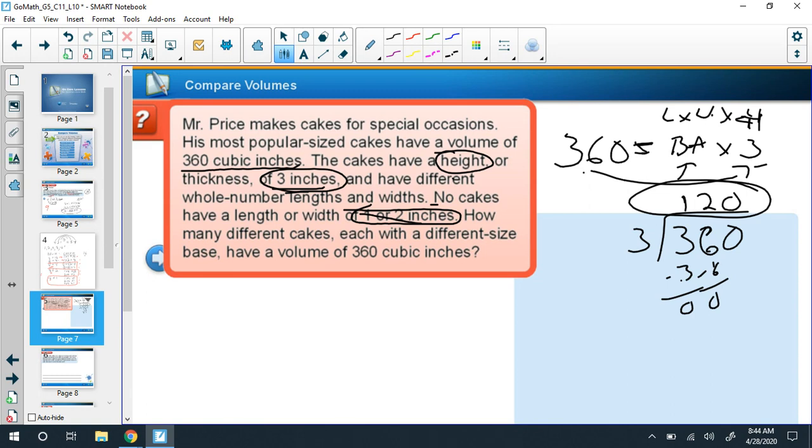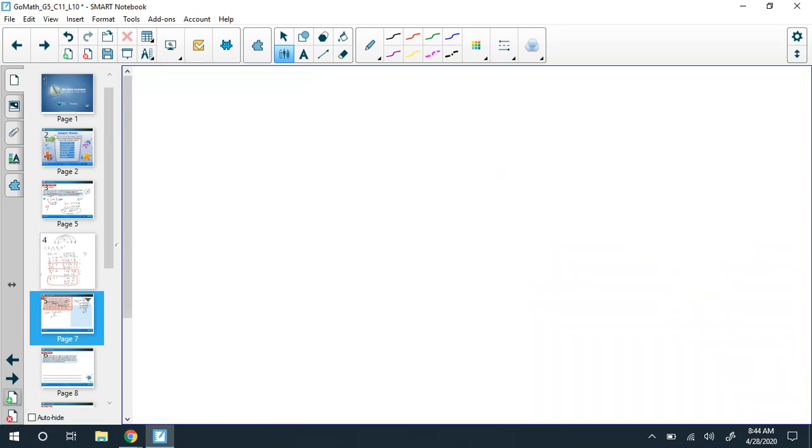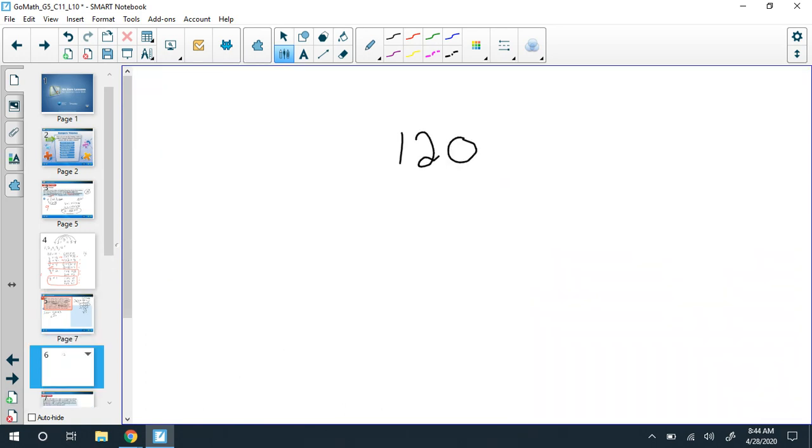So when we look at our formula, right, we have 360, that's our volume, is going to equal 120 times 3, right? But we need to factor 120 out so that we can find all of our possible lengths and widths. We're going to do that on another page really quick. Same idea as earlier. We have 120.